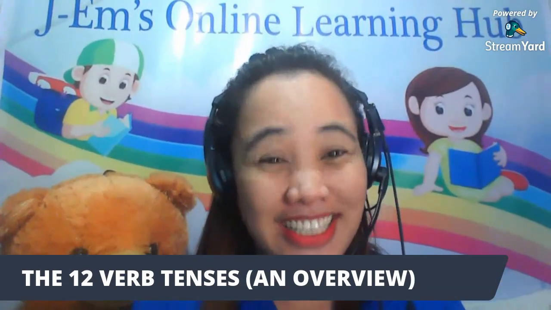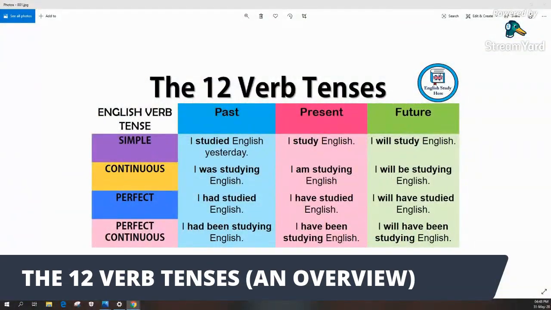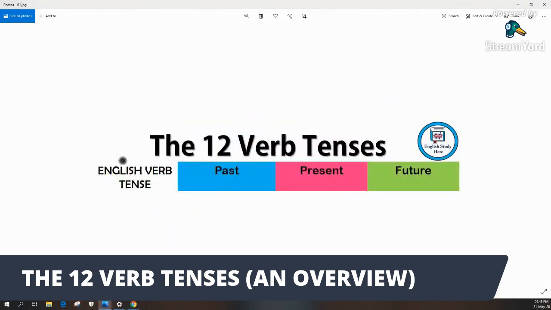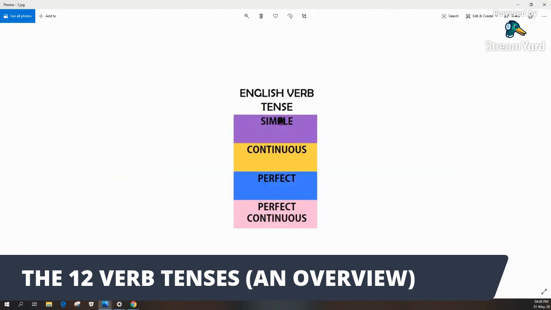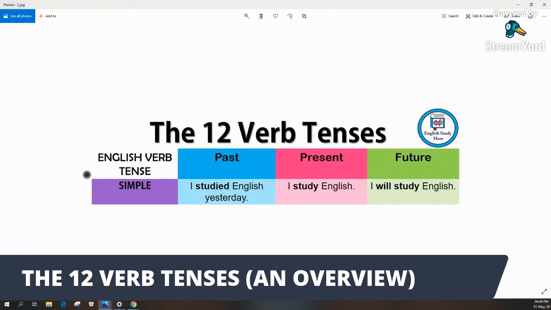Okay, so let's start. The 12 verb tenses, I got it from English Study here. We will discuss first the simple tense. And then after that, we will proceed to continuous, then the perfect tense, and then the perfect continuous. So let's have the simple tense first.